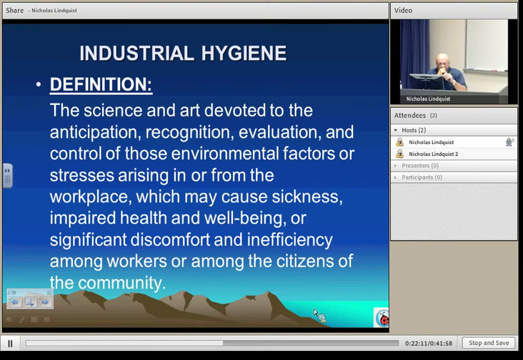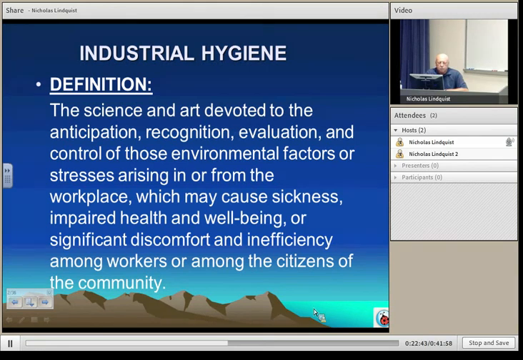Science and art devoted to the anticipation, recognition, evaluation, and control of those environmental factors or stresses arising in or from the workplace which may cause sickness, impaired health and well-being, or significant discomfort and inefficiency among workers or among the citizens of the community. So that will be the answer to your question: what is the definition of industrial hygiene? Now there are some key words that you'll also have to list and explain on the exam.